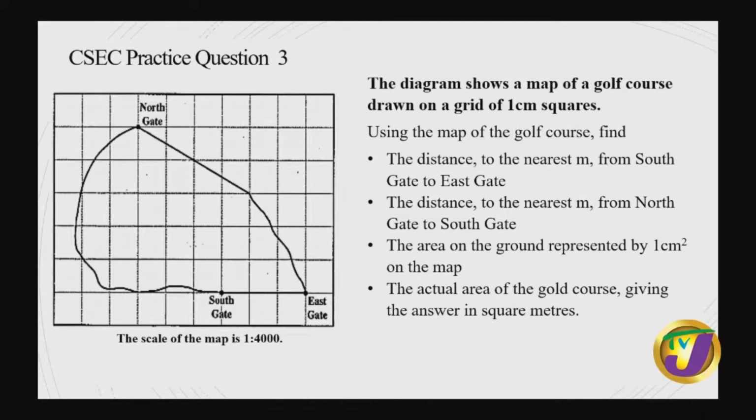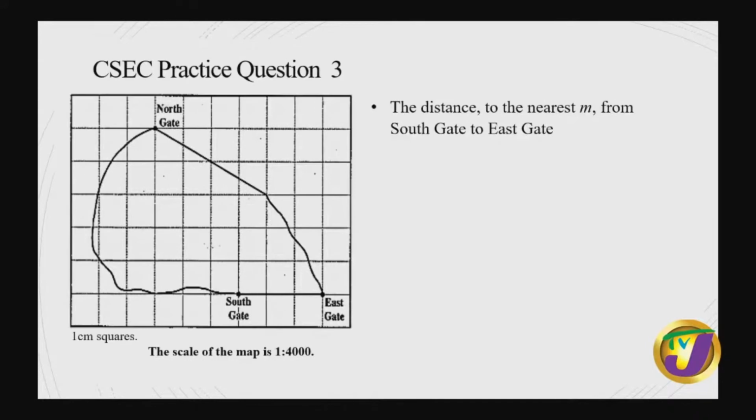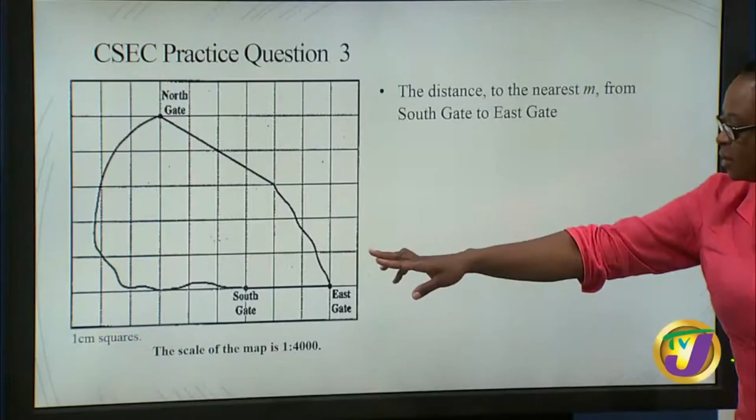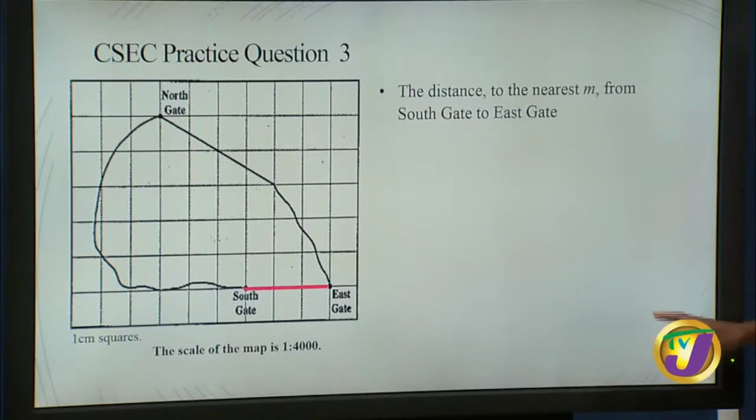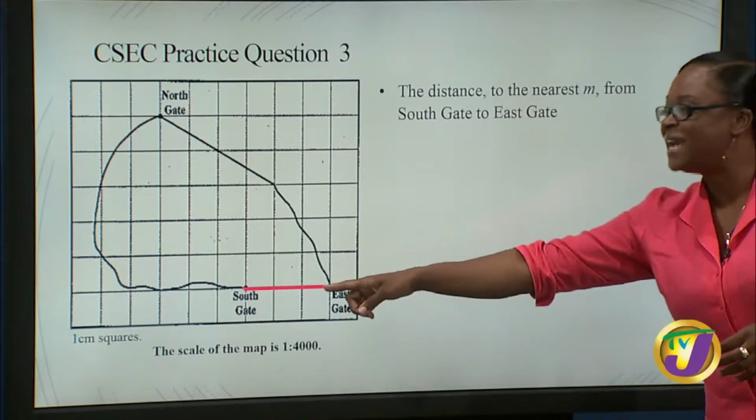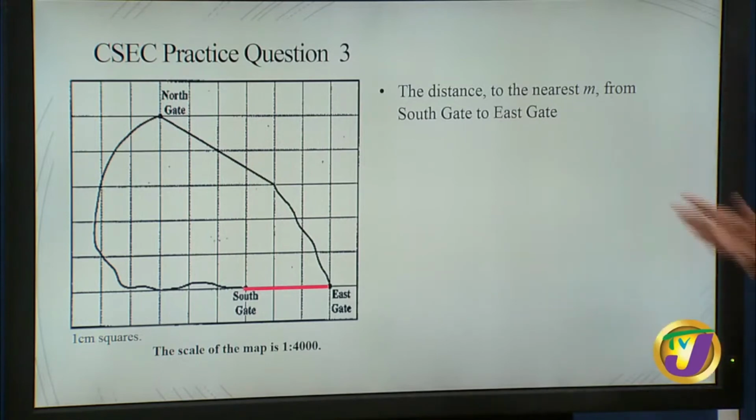So let's look at these. The first thing is we identify the scale, and the scale is 1 centimeter to 4,000 centimeters. We understand the unit on the grid. We are trying to find the distance from south gate to east gate, so we identify the locations on the map. We could go ahead and just count what's there.